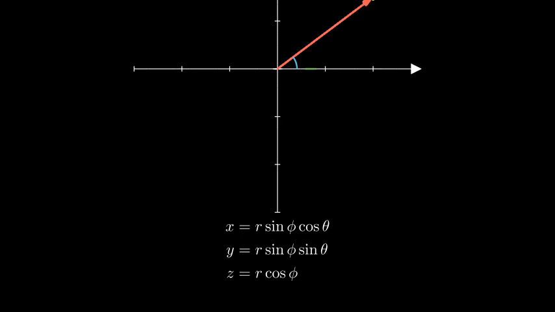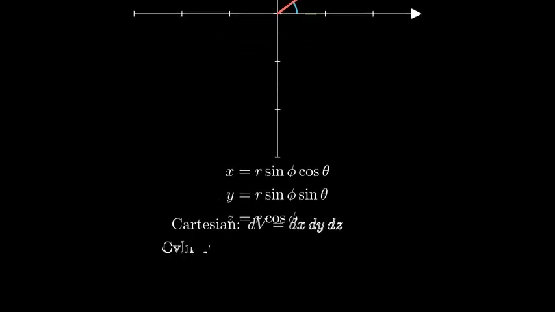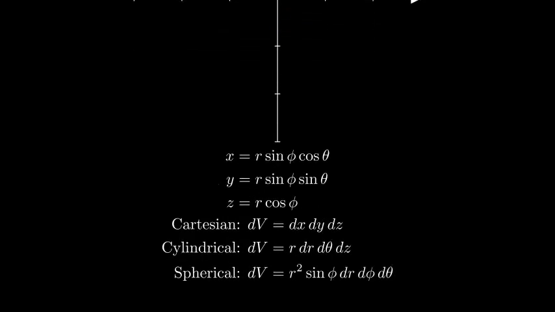An important concept in all coordinate systems is the differential volume element. In Cartesian coordinates, it's simply dx dy dz. In cylindrical coordinates, it becomes r dr d theta dz. And in spherical coordinates, it's r squared sine phi dr d phi d theta.